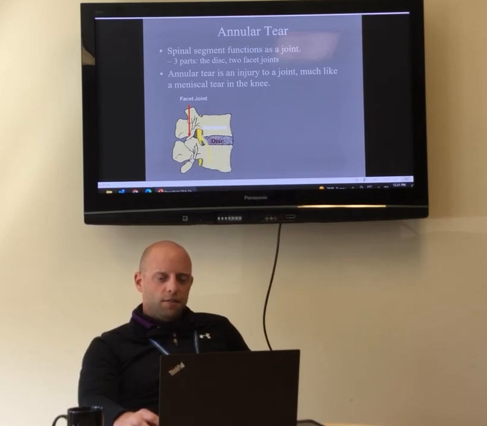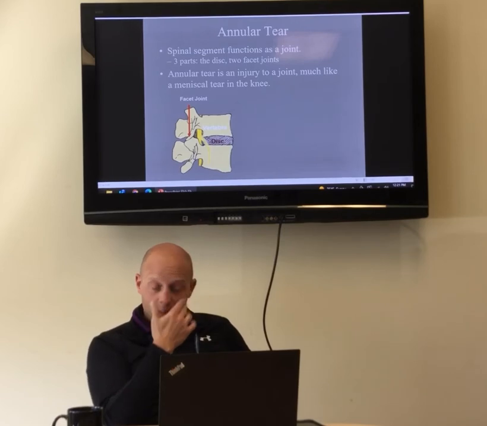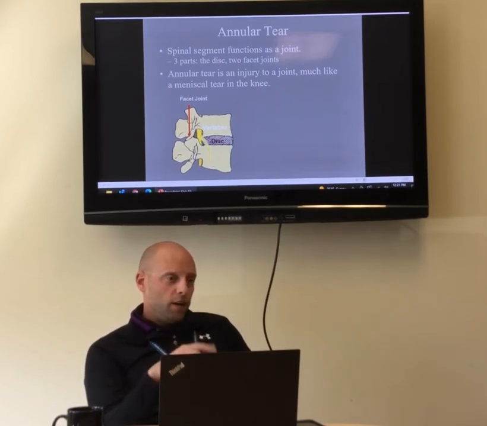Now we're getting into injuries of the disc. So this is an annular tear. We talked about the anatomy of the disc, how you have the outer fibrous ring, which is the annulus. Inside is the nucleus pulposus. So this is not a disc herniation. This is a tearing or fraying of the outer ring of the disc.